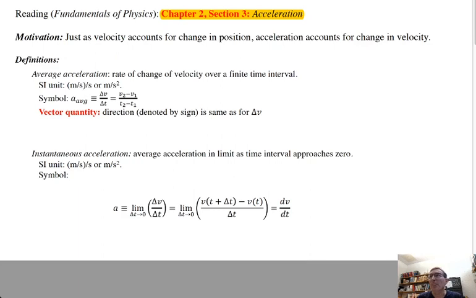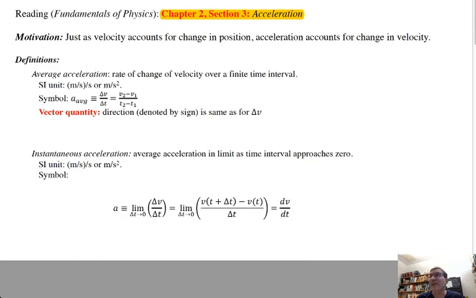Okay, so loosely speaking, we say velocity accounts for the change in position of a particle. Can we not imagine scenarios where a particle's velocity changes? Not just its position, but its velocity. And we need a quantity that could measure changes in velocity, or to perhaps be more specific, rate of change of velocity. And that concept is called acceleration.